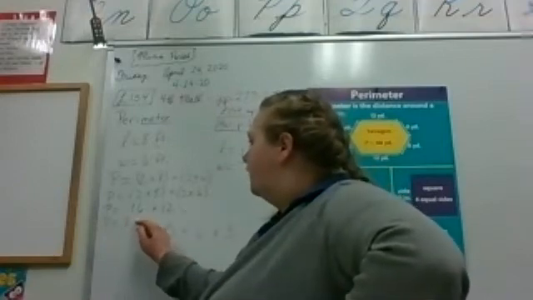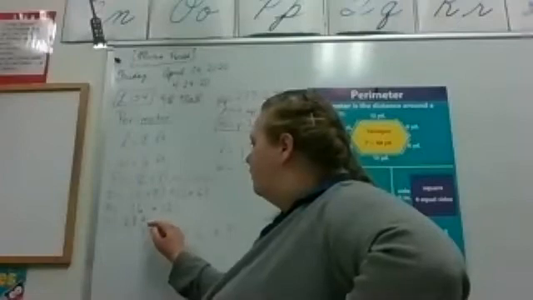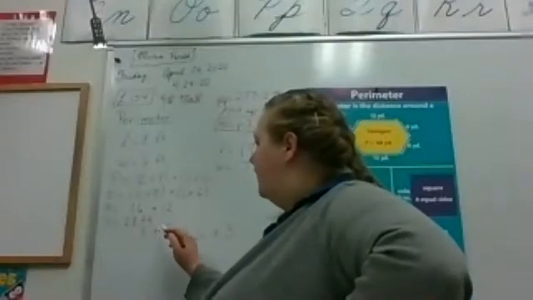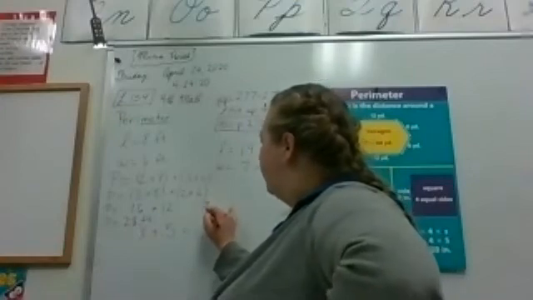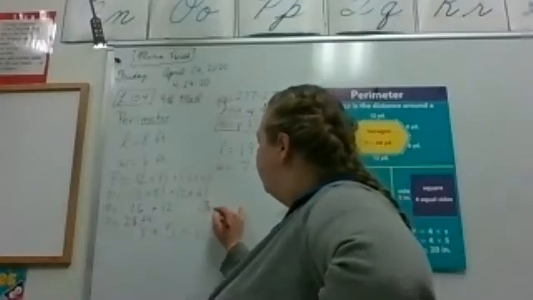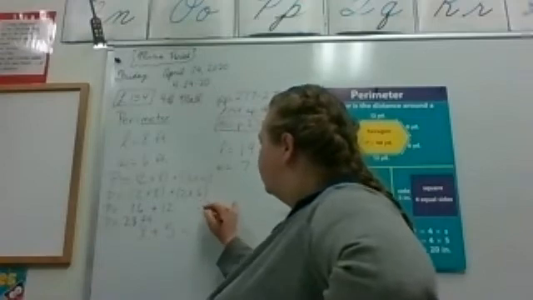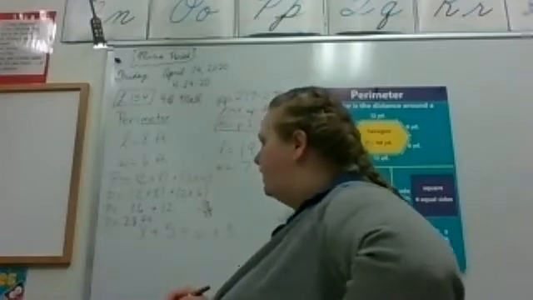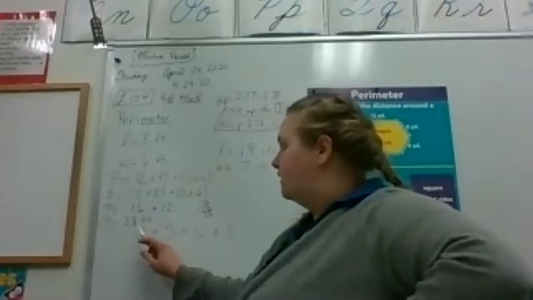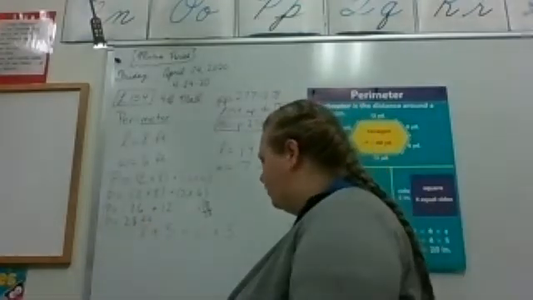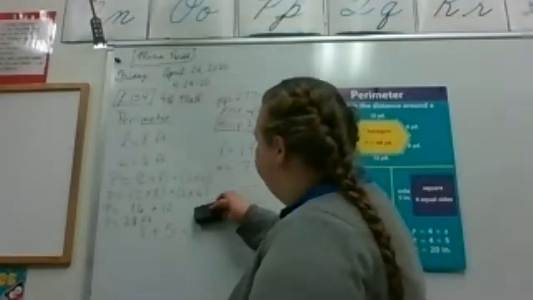If you can do that in your head, great. If you can't, write it down. Okay, 16 plus 12, 2 plus 6 is 8, 1 plus 1 is 2, it's 28 feet, okay? And notice I put feet at the end, okay? P equals 28 feet, and that's how you should have your answer, okay?